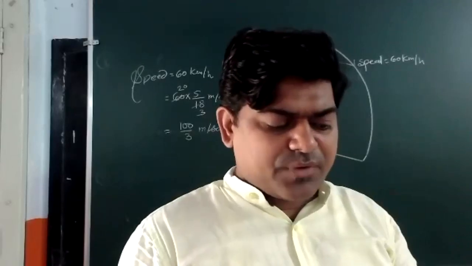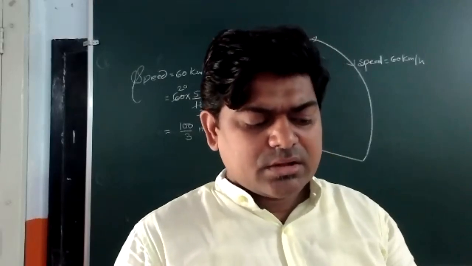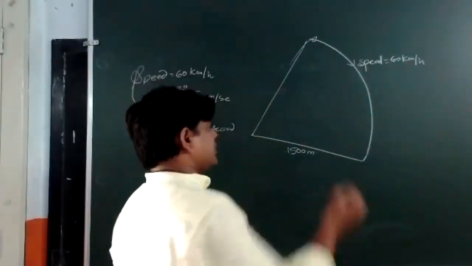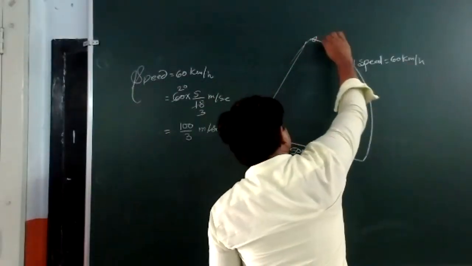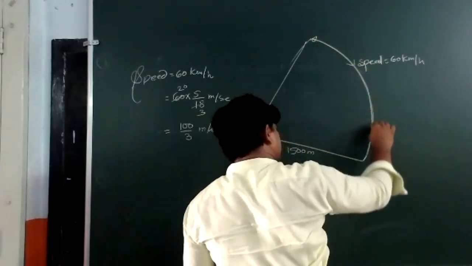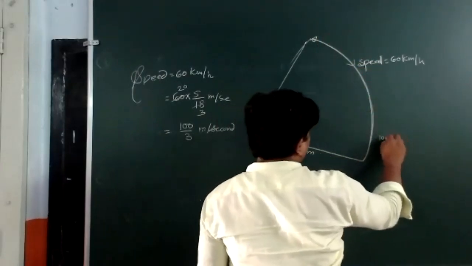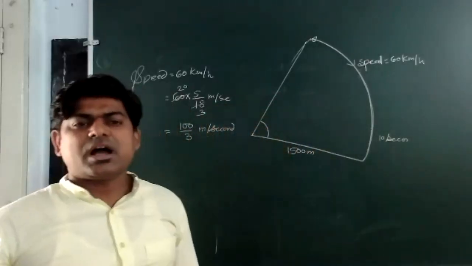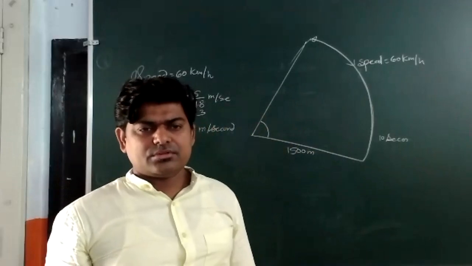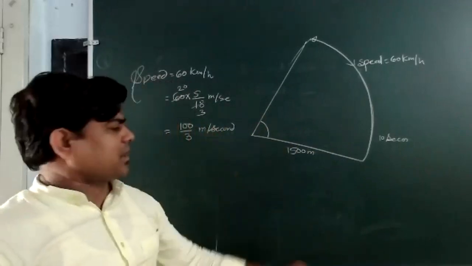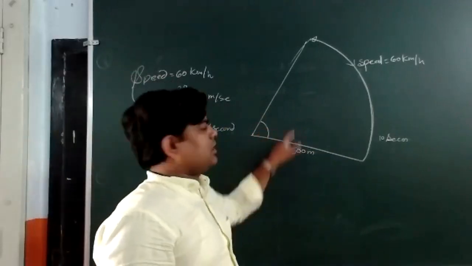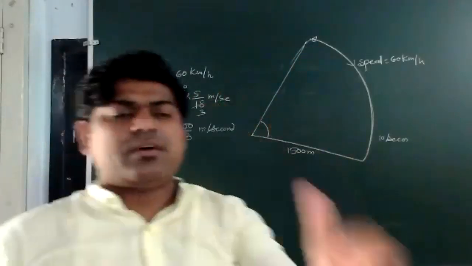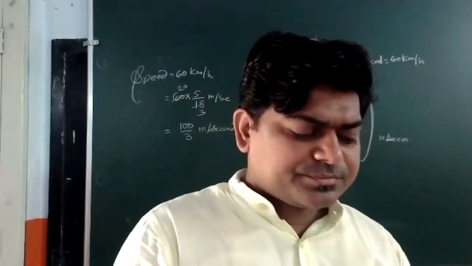The question is: find the angle in degrees turned by the engine in 10 seconds. In the starting, the engine was here and it started to travel, and it reached here in 10 seconds. So that angle will turn up. I have to find this angle. So to find the angle, the radius is there. If I find the arc length, it means the distance traveled by that engine.